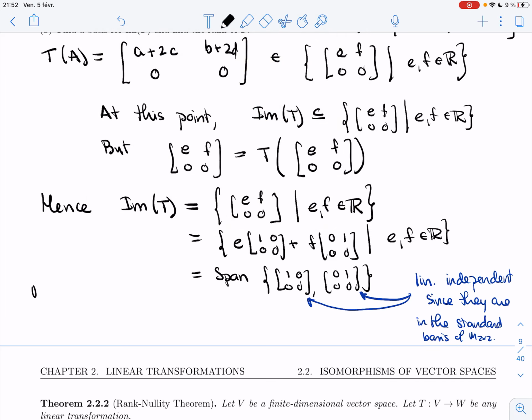Right, and so the basis for the image of T is [1, 0; 0, 0] and [0, 1; 0, 0], and so the rank of T, that's the dimension of the image, is going to be 2.